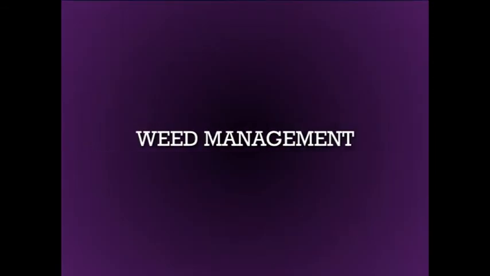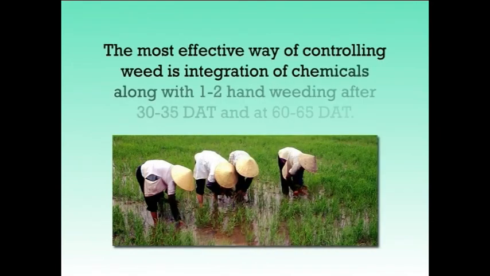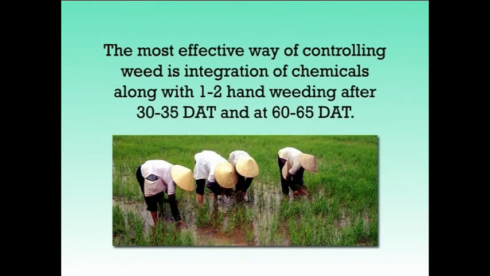Now we will discuss about weed management. The most effective way of controlling weed is integration of chemicals along with 1 to 2 hand weeding after 30 to 35 days after transplanting and at 60 to 65 days after transplanting. Few commonly used herbicides are listed below.